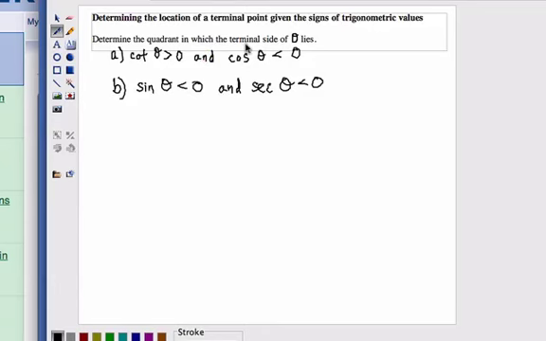Determining the location of a terminal point given the signs of trigonometric values. So you're going to determine what quadrant the angle theta is in, given what, like in this example, it's going to say cotangent of theta is greater than 0, that means it's positive, and cosine of theta is less than 0, which means it's negative. So let's look at a couple things.